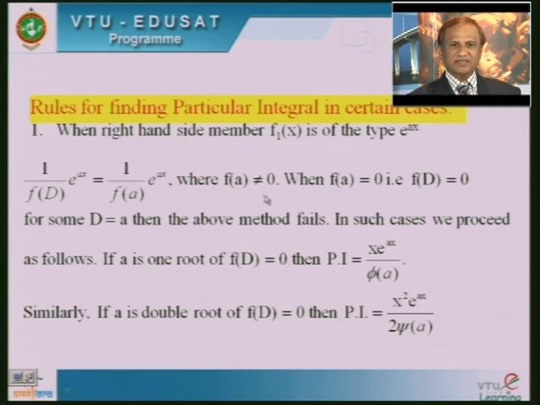When f of a is equal to 0, that is, for D equal to a, f of a is equal to 0, it means f of D is equal to 0, so a is one root of f of D. Or we can say you can replace D by m, f of m. So for D equal to a, the above method fails. It means when f of a is equal to 0, we cannot use this method. In such cases we proceed as follows. If a is one root of f of D equal to 0, then the particular integral is equal to x into e raised to ax divided by the derivative of f at a.